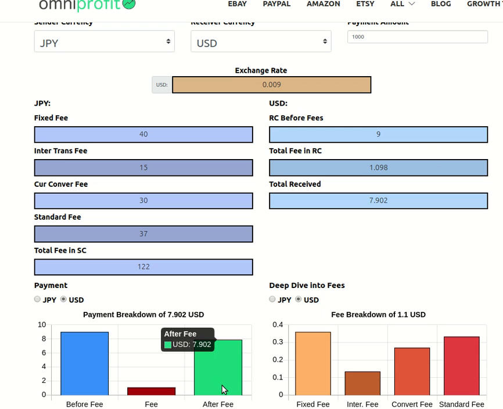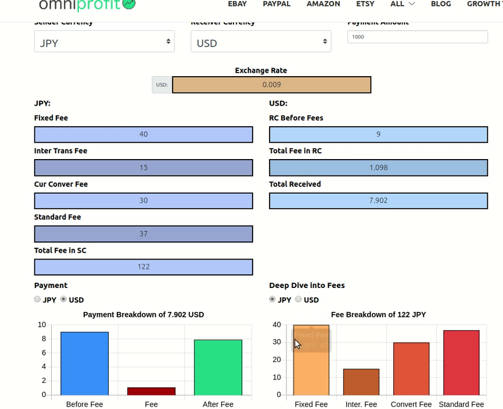And now you can take a deep dive into fees and look at this middle bar and break it up into its components, which is what this graph is over here. I'm going to put this in yen. These 4 columns correspond to the top 4 rows here. So here's the fixed fee, the international transaction fee, which is also 15, the currency conversion fee, and the standard fee. And if you want to see the fees breakdown in United States dollars, you just click this button.